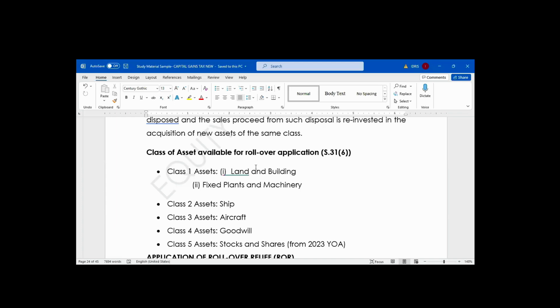Class 2 assets that rollover relief apply to, according to the capital gain tax law: ship or vessel. Class 3, aircraft. Class 4, goodwill. While class 5, stock and shares. Class 5 is what? Stock and shares.